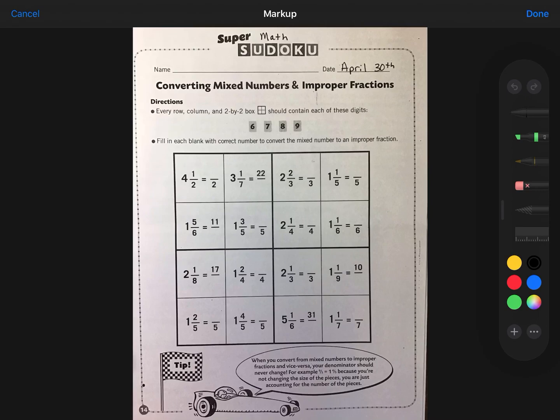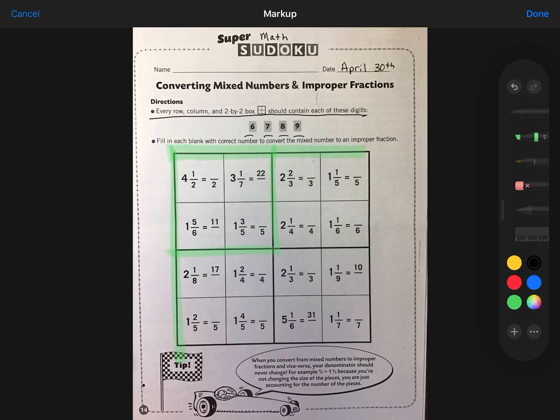The Sudoku, remember we've done these before. The rule is that every row, column, and 2x2 box should contain each of these digits: 6, 7, 8, or 9. So if you do not come up with each row, column, or box that has a 6, 7, 8, and 9 in it, then it's wrong. So you need to recheck your work.